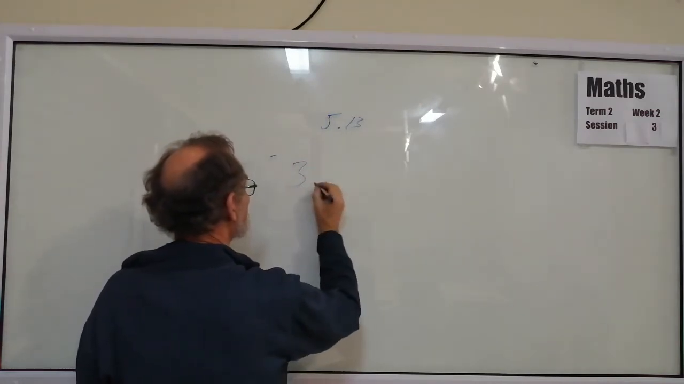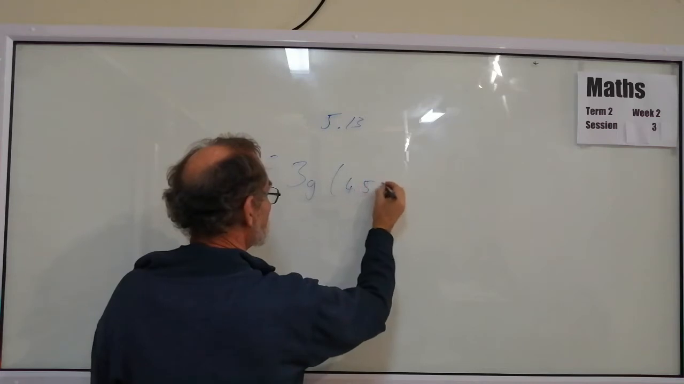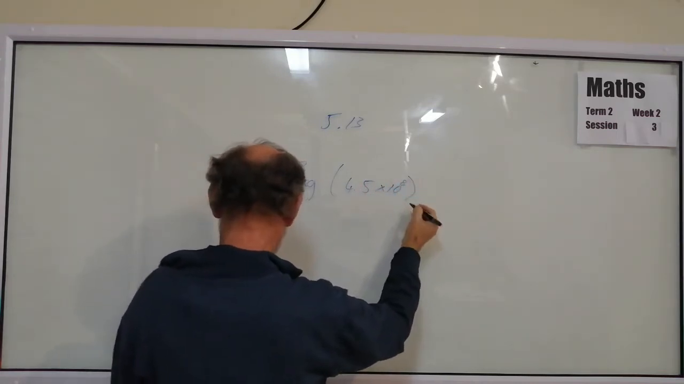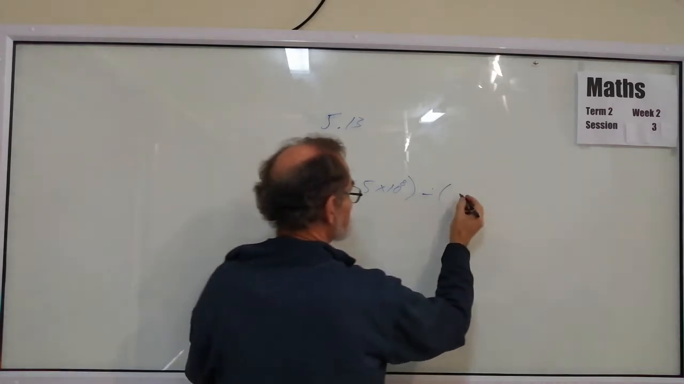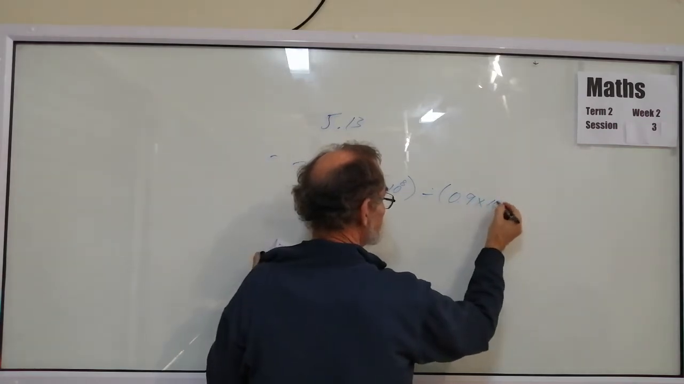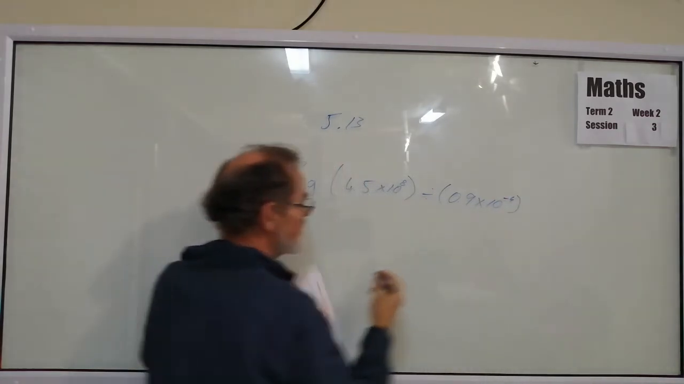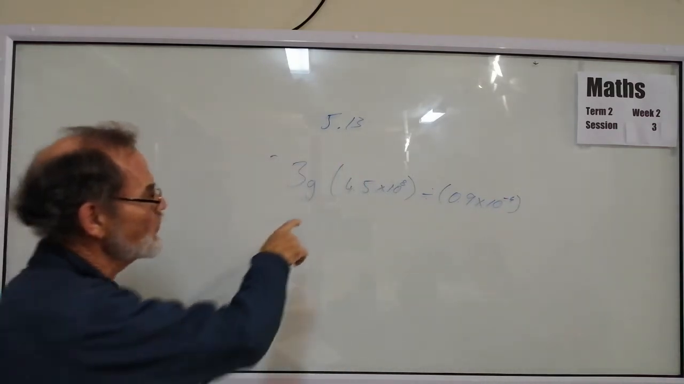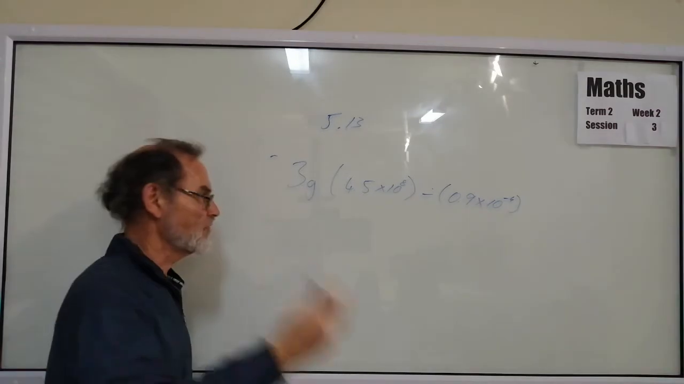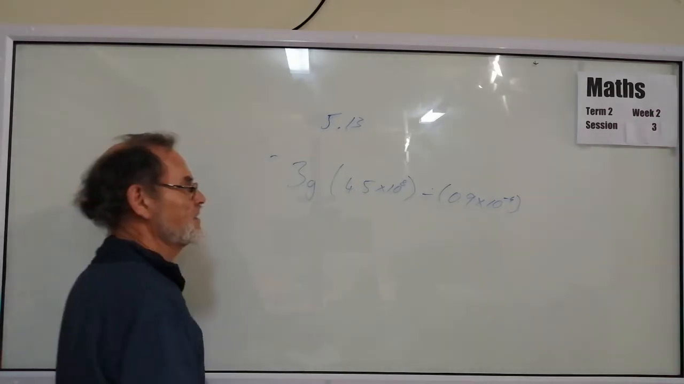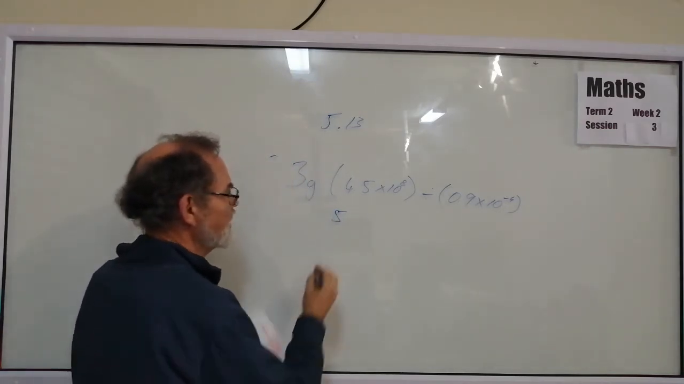3G. 4.5 times 10 to the 8 divided by 0.9 times 10 to the minus 4. Okay. 4.5 divided by 0.9 is the same as 45 divided by 9. 9 fives are 45. So 9 goes into 45 5 times. And there is your constant multiplied out.